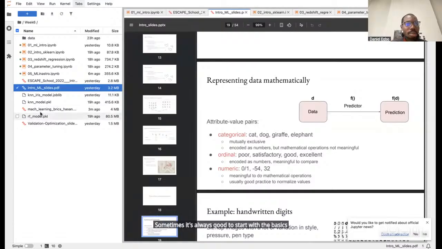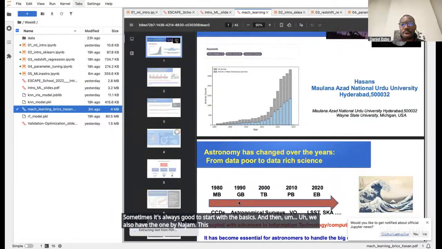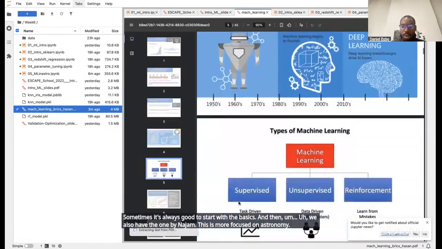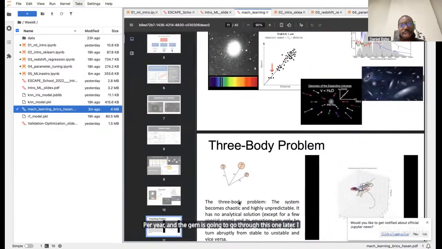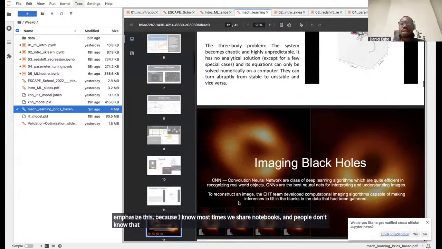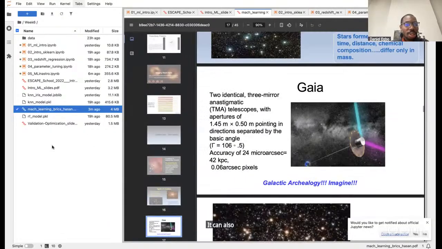And then we also have the one by Najam. This is more focused on astronomy. Priya and Najam are going to go through this one later. I just want to emphasize this because I know most times we share notebooks and people don't know that there are also PDFs that they can consume. It can also make your life easier.